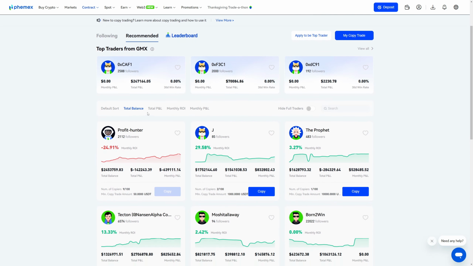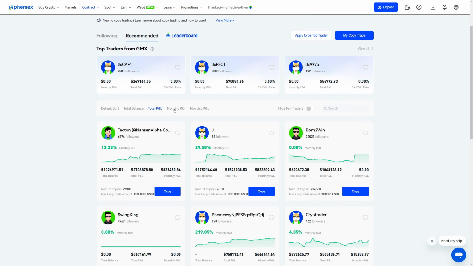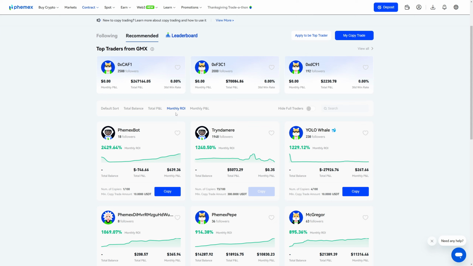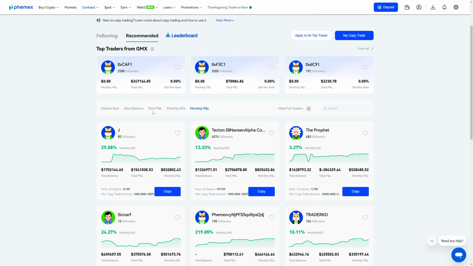We can look for traders with the highest P&L, which means they made the most profits in terms of dollar value. Then we can look for the highest profits in terms of percentage gains, but be aware that this doesn't include the actual dollar amount. So it could be $1 to $10, which is then a 1000% gain, but it's not really much in terms of dollar value. Then we can also look at the monthly ROI and monthly P&L, but in general, I recommend going with total and then comparing it maybe with monthly P&L.